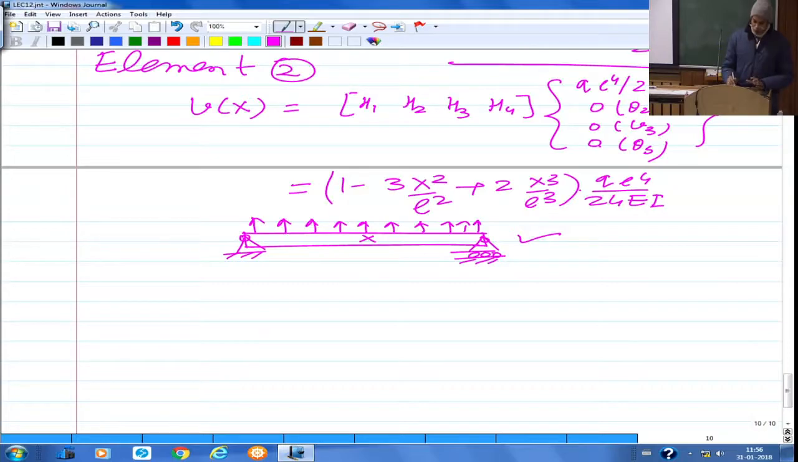When you are using two elements, you will find that you will have to solve, of course, 4 equations, because two rotations here will be unknowns, and the deflection and rotation here will be unknowns. You will have to solve 4 equations.